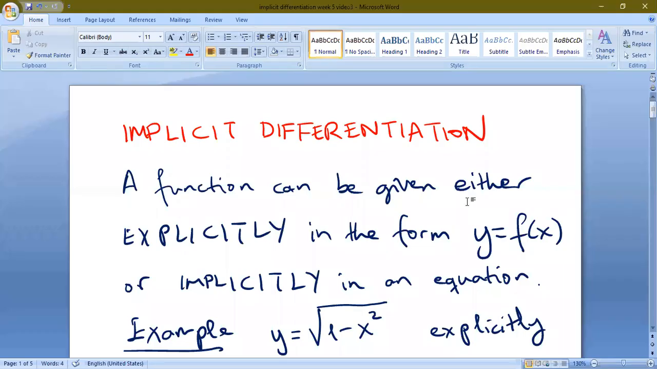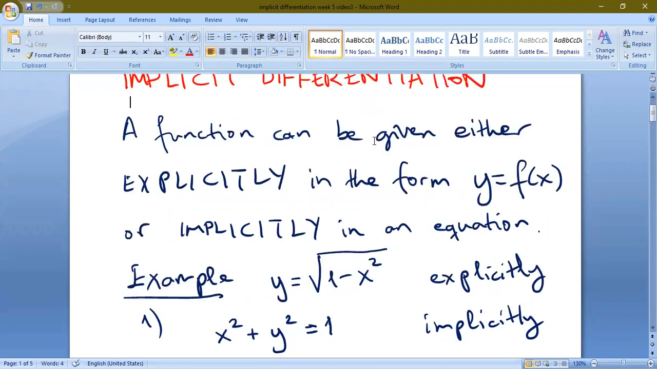Hi, in this video, we are going to discuss implicit differentiation. It's actually a very useful differentiation technique. But first of all, what does implicit mean here? A function can be either given explicitly in the form of y equals f of x, or it could be given implicitly in an equation.